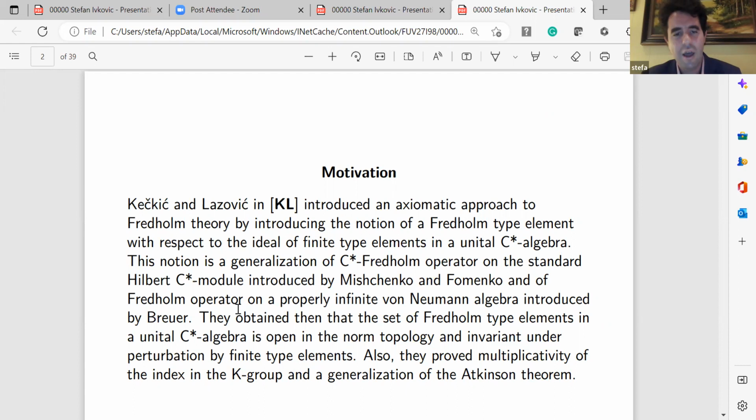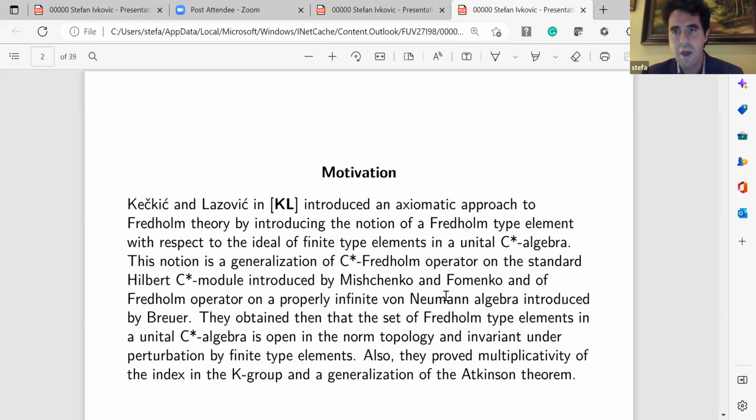And when they introduced this approach in the definition of Fredholm type element, they obtained that the set of Fredholm type elements in this C-star algebra is open in the norm topology and invariant under perturbation by finite type elements. This is what we know for classical Fredholm operators, that they are invariant under compact perturbations. And also they proved multiplicativity of the index. I should say that their index is in the K group. They proved this multiplicativity, and also they obtained a generalization of the Atkinson theory. And this is what they did in their paper.